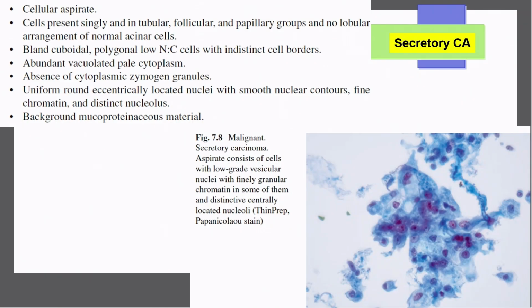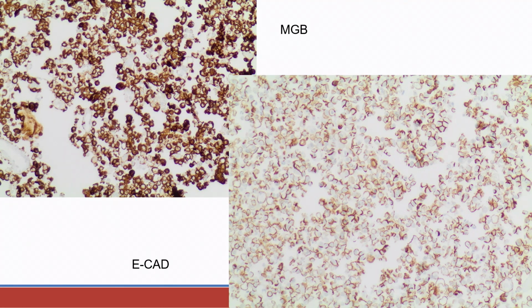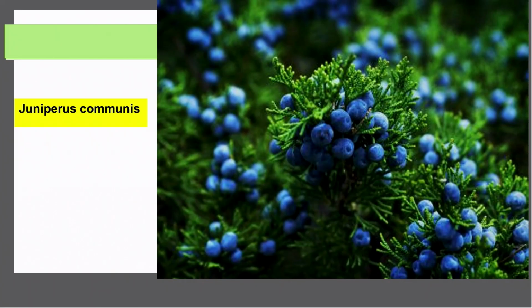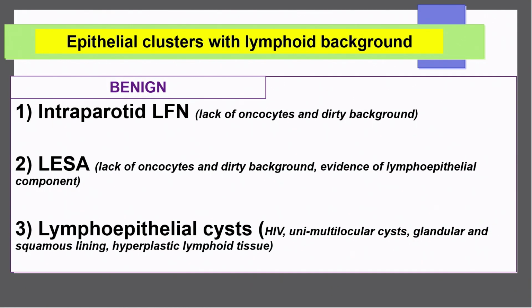Another important entity is secretory carcinoma, in which we have these very bland cells, with single, follicular, papillary architecture, very bland cuboidal polygonal cells with a low nuclear cytoplasmic ratio. The typical feature is the evidence of roundish vacuoles in the cytoplasm, and nuclei which are eccentrically located. It's typically positive for mammaglobin, E-cadherin, and also S-100, and has the typical translocation, ETV6-NTRK3, seen only in secretory carcinoma.